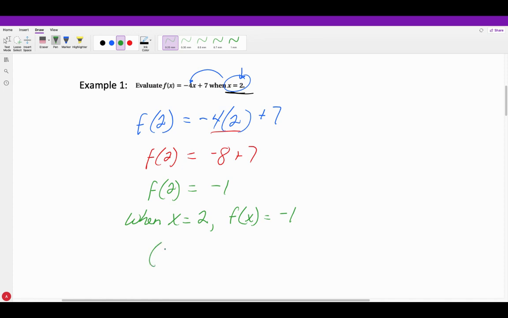You can say that we have 2, negative 1, because it's telling us our input and our output. So either way, you can just write it like this, and you'll get full credit for that. This is another way that you can write it as well if you want to be a little bit more explicit and a little bit more detailed in your response. But writing it like this shows me that you know that we're substituting in for our x and solving for our function output. All right, now let's do the next example.